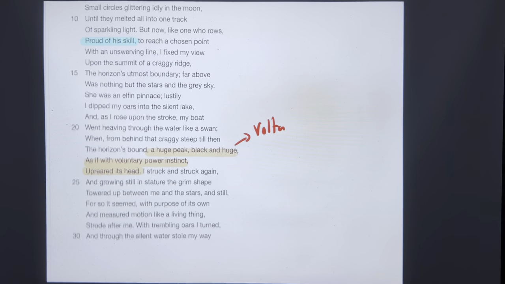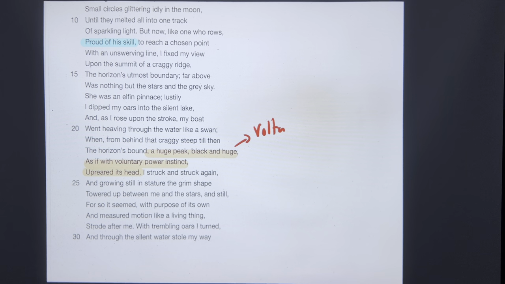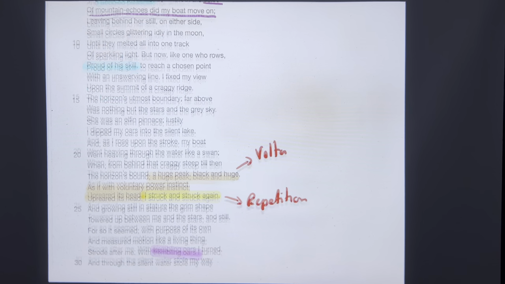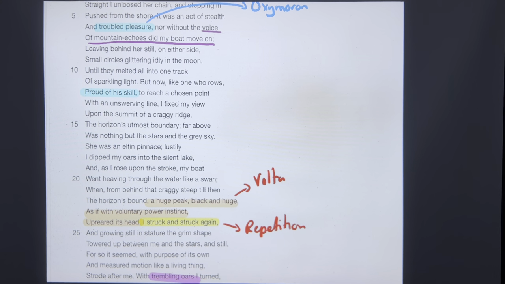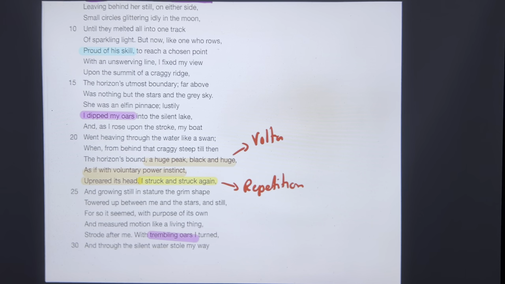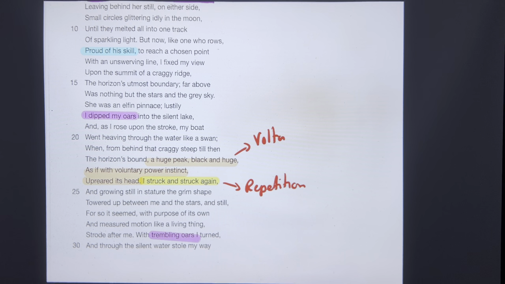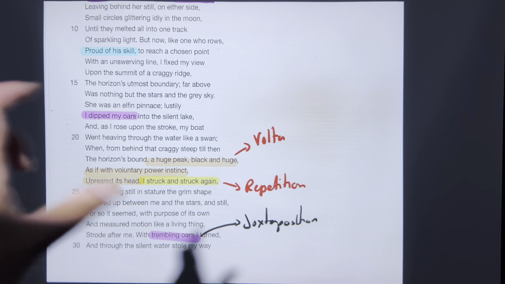So what does he do, guys? It says that this guy, he struck and struck again. Panic, panic, panic. And you could talk about the repetition where the panic is emphasized. Form, juxtaposition, trembling oars. And where is it? "And I dipped my oars." You can juxtapose the two quotes in purple if you wanted to. Look at him at the beginning. At the beginning, the guy thinks he's having a lovely time. He's dipping his oars into the lake, and now his hands are shaking. Now he's trembling. This juxtaposes this.